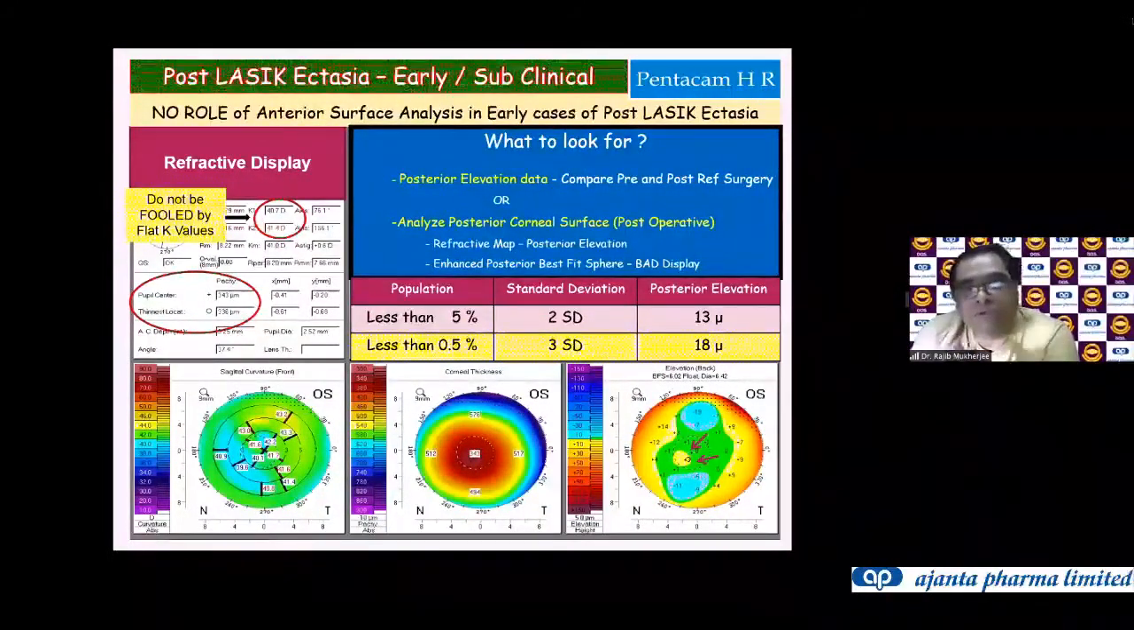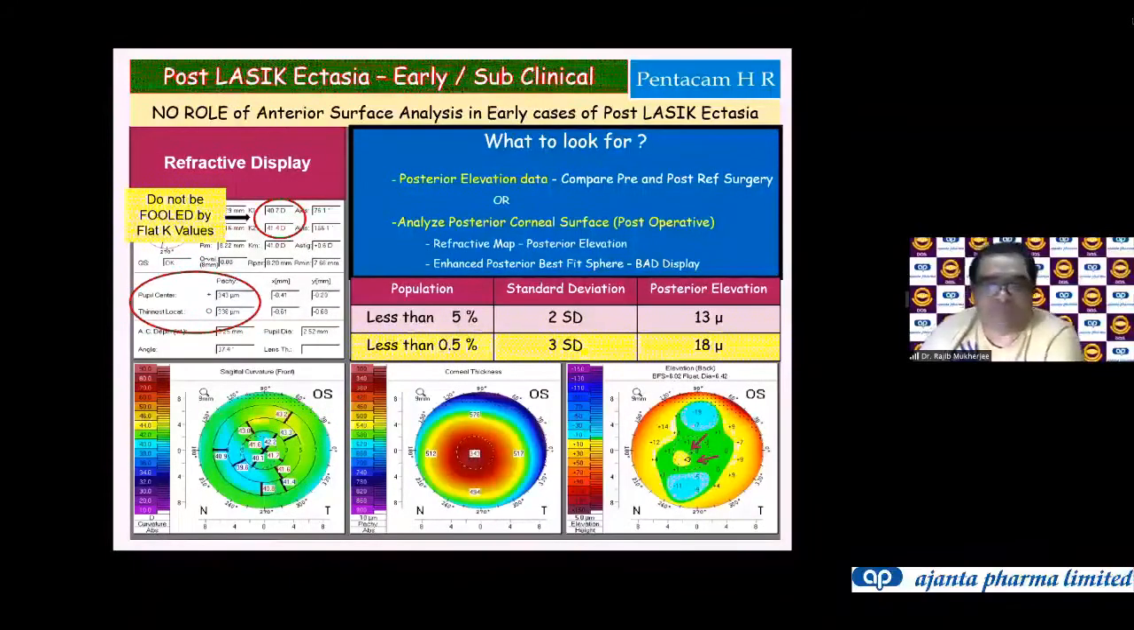When we are looking at a case where ablative refractive surgery has been done, we have obviously altered the anterior corneal surface. So any analysis of the anterior corneal surface is not going to do much for us. What we have to look at is the posterior corneal curvature data, which can be compared with the postoperative maps, which usually are missing with the patient.